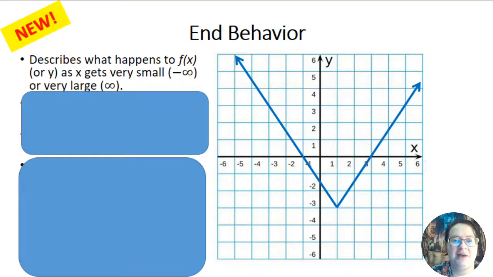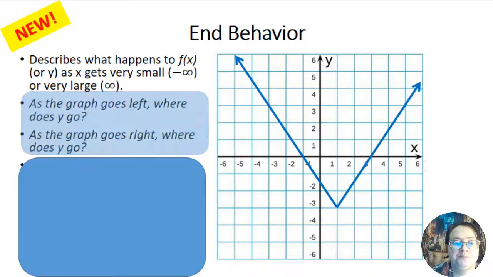Now, on to end behavior. The end behavior is exactly what it sounds like. It is what happens to the function on either end. So it describes what happens to f of x as x gets very small, negative infinity, or very large, positive infinity. Which essentially means as the graph goes left, where does y go?